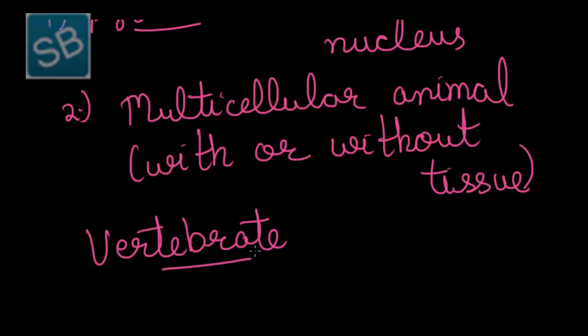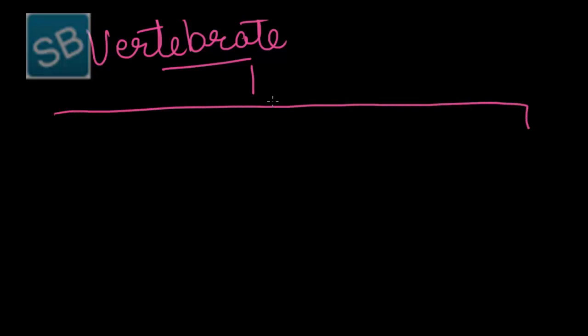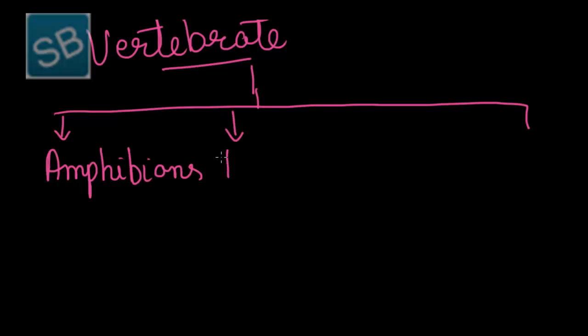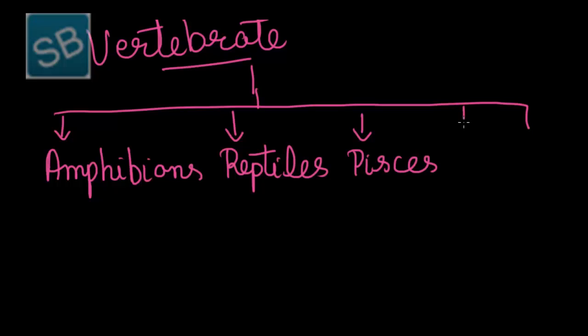Now these vertebrates included mainly five, that is amphibians, reptiles, pisces, aves, and mammals.